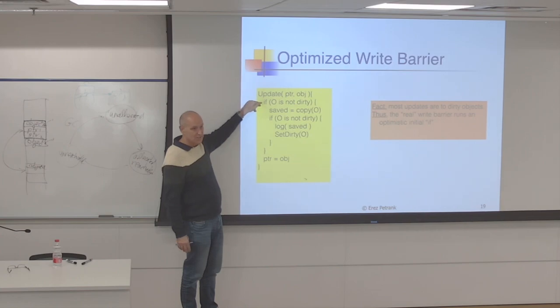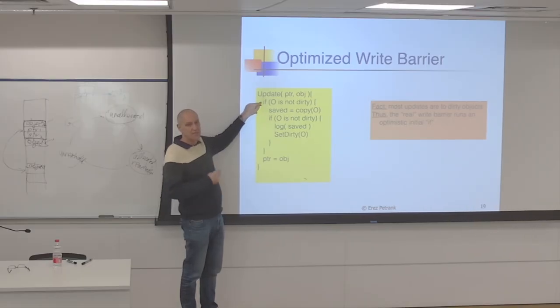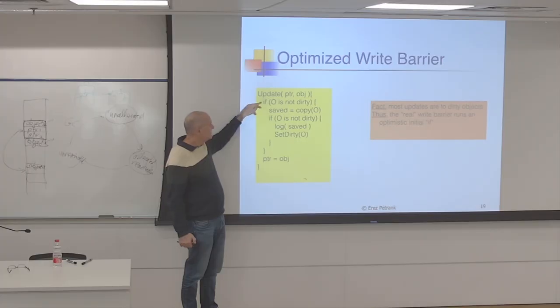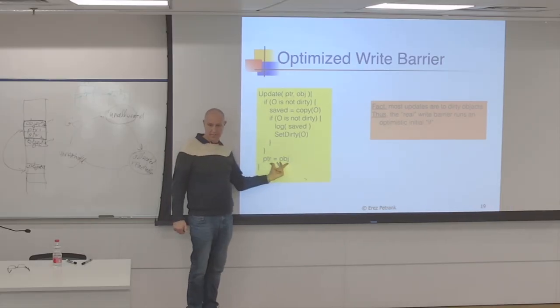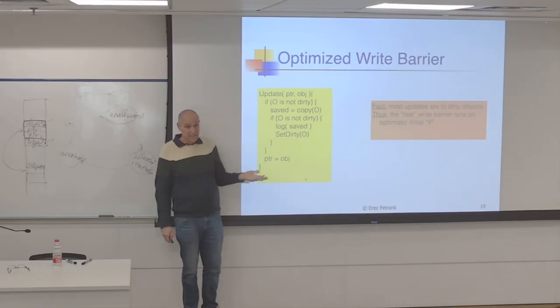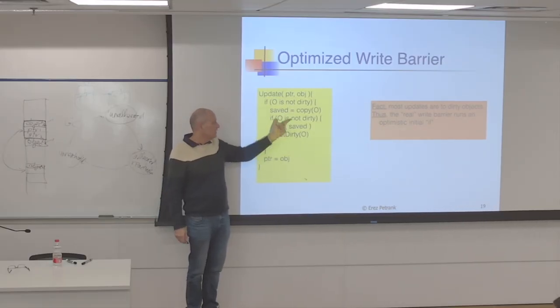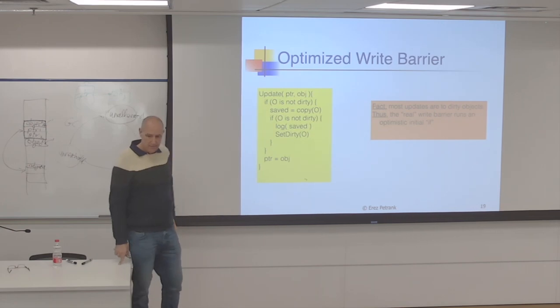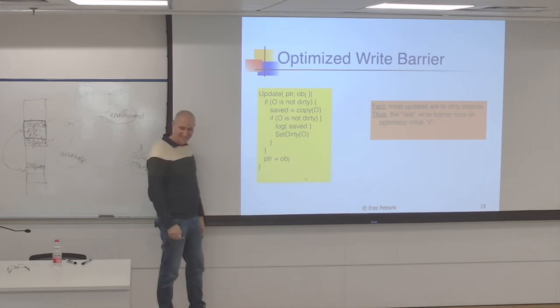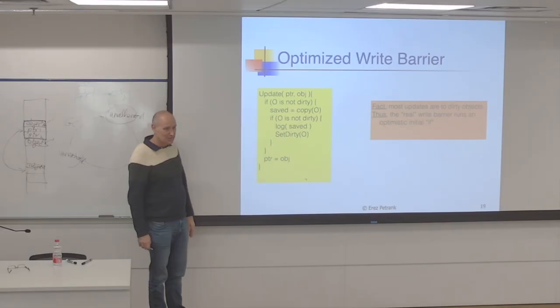I check if the object is not dirty, and that happens really less than 1% of the time. We'll see the numbers. It could be 1 over 100,000 of the times. And so if it is dirty, I just jump to doing the actual assignment. And in the rare cases where it is not dirty, I will do a redundant check again. I will save the state and then check it again to make it correct. So, excellent question. And this is how you solve it.